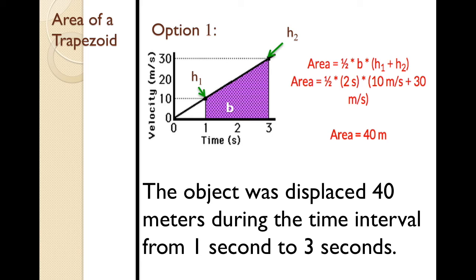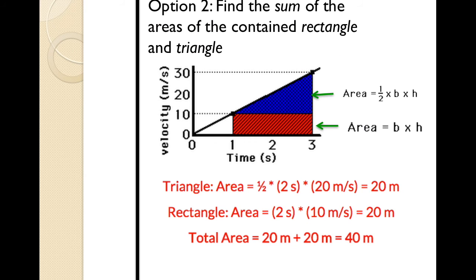Option number 2, in order to find the area of a trapezoid, is to find the sum of the areas of the contained rectangle and triangle. So let's say you don't remember how to find the area of a trapezoid. All you need to do then is to break it up into 2 different shapes that maybe, hopefully, you do know the area for. So here you have the triangle, and that's the area of a triangle. And then you also have the area for a rectangle, which is base times height. So between seconds 1 through 3, which is again 2 seconds, just go ahead and find the area for the triangle section and for the rectangle section. And your total area would be the addition of both of those areas, therefore equaling 40 meters.